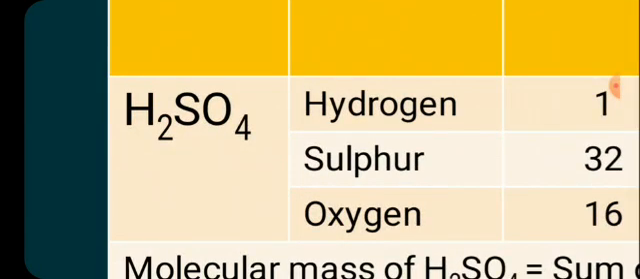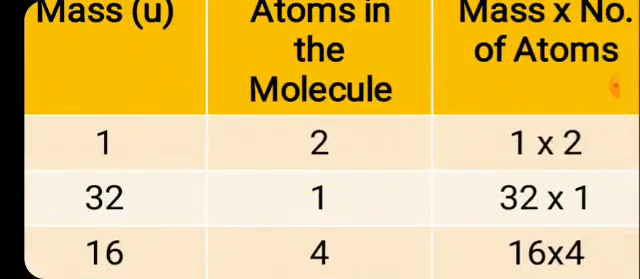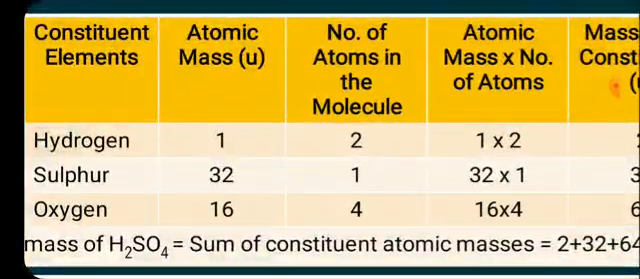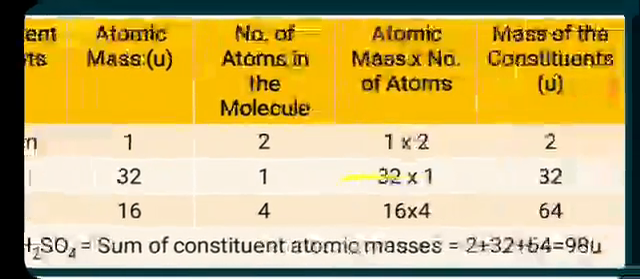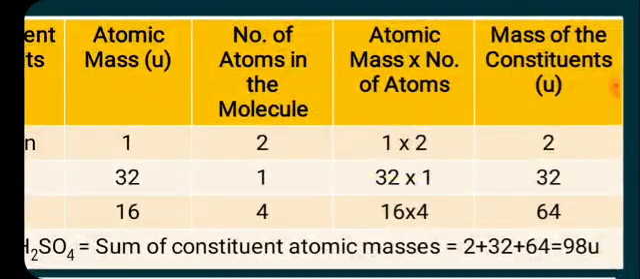In sulfuric acid H2SO4, how many atoms are there for hydrogen, sulfur and oxygen? Let us see. There are 2 atoms of hydrogen, 1 atom of sulfur and 4 atoms of oxygen. Number of atoms are written in the 4th column. Now the 5th column shows atomic mass multiplied by number of atoms.